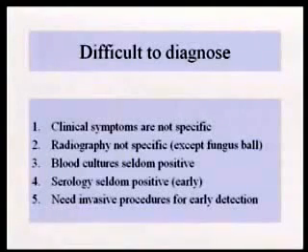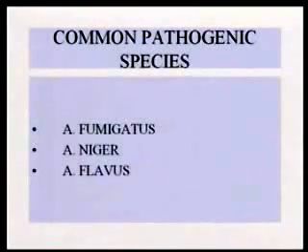Serology is seldom positive early enough so that you know what you're dealing with. It takes a little while to become positive. And you need invasive procedures for early detection. Bronchoalveolar lavages and that sort of thing. Going on in and take a look. There are probably 900 species of this organism, and these are the three most common: Aspergillus fumigatus, Aspergillus niger, and Aspergillus flavus.